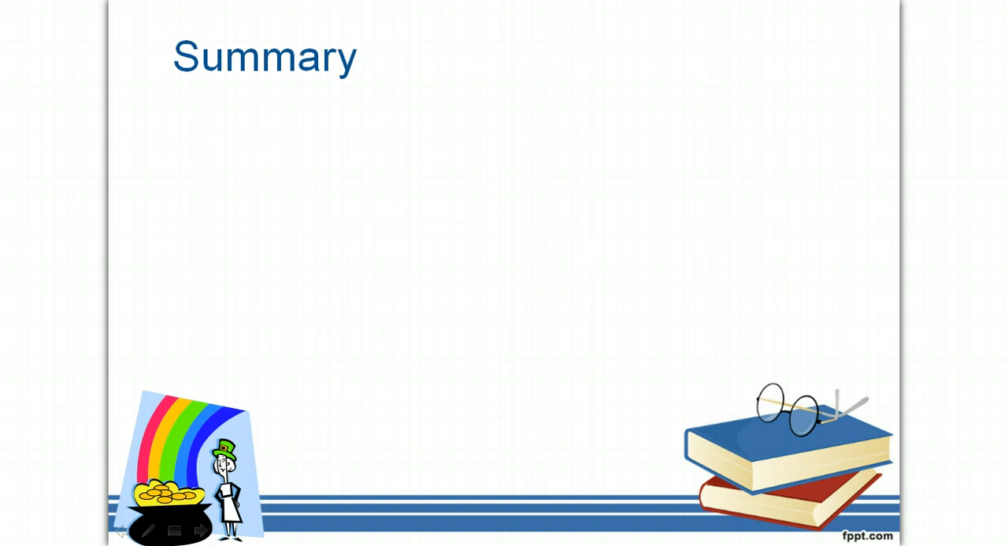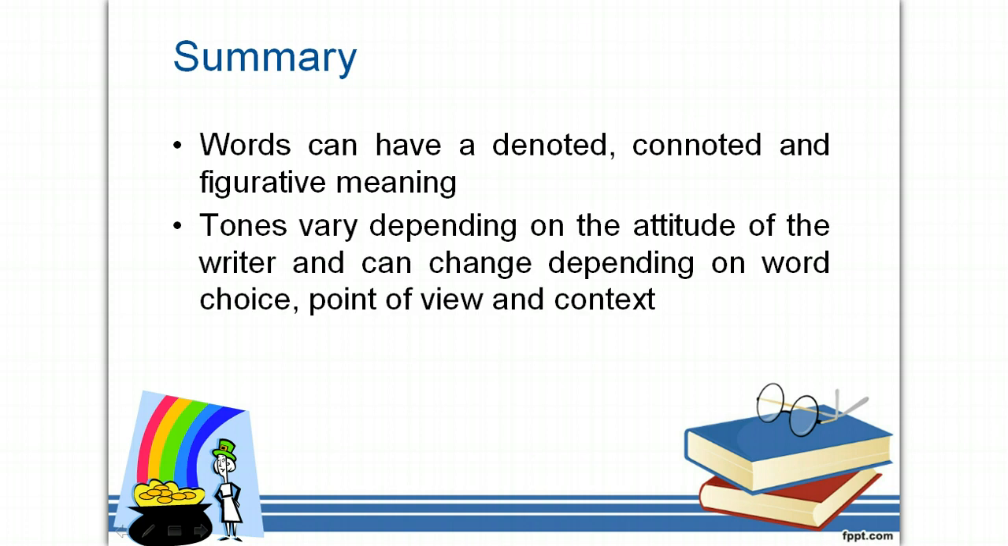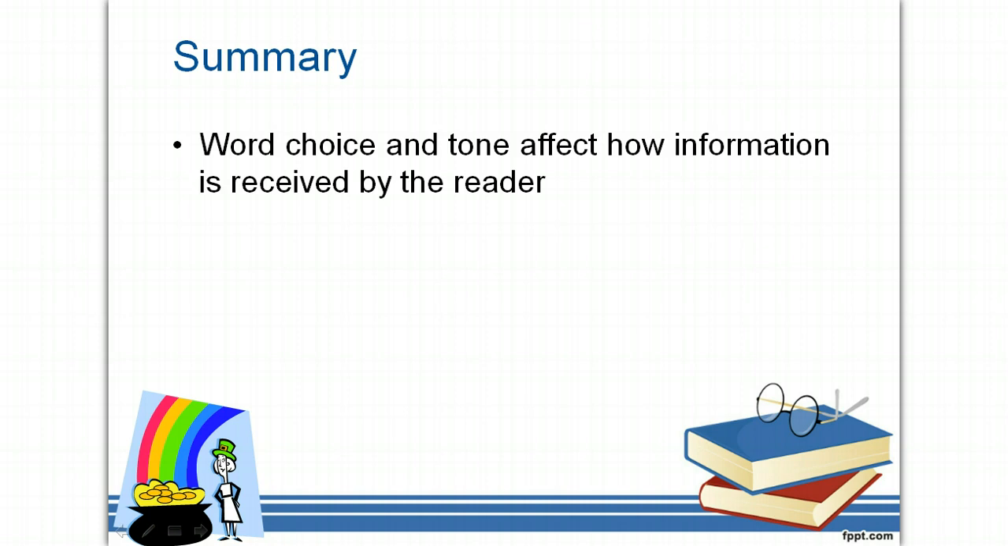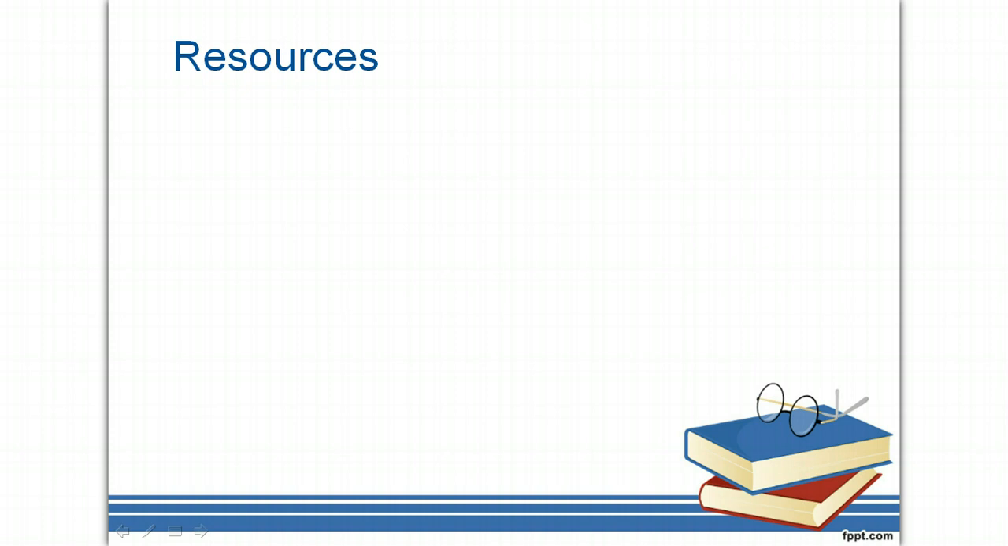To summarize what we've learned, words can have a denoted, connoted, and figurative meaning, and the choice of which words are used in a text is called word choice. The tone of the text is the writer's attitude toward the topic, and it varies depending on word choice, point of view, and context. Word choice and tone affect how the information in a text is perceived by the reader, and some word choices and tones are more appropriate for certain types of text than others.